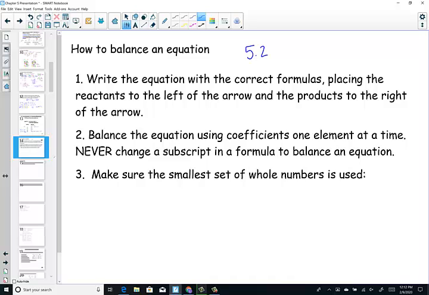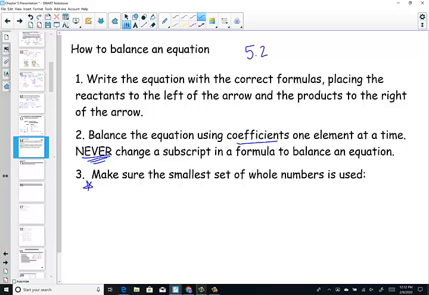We know that an equation depends upon having the correct formulas of both reactants on the left and products on the right. When we balance an equation, we use what are called coefficients to balance one element at a time. Remember the cardinal rule, never ever change a subscript in a formula to balance an equation. And finally, at the end, you want to make sure that your balanced equation is using the smallest sets of coefficients possible. Coefficients are always whole numbers, and they're in the lowest ratio possible.